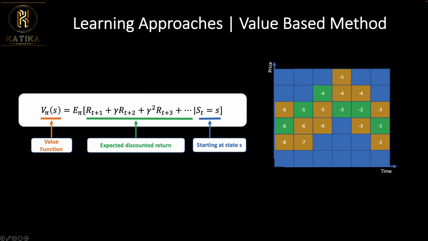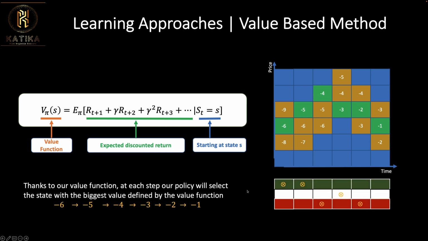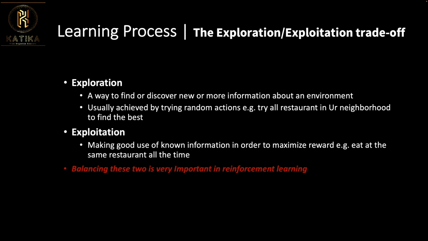And so we can see how the values of any states are given. All right. These are the two different methods of learning, value-based and policy-based methods. Yeah, we can stop here.